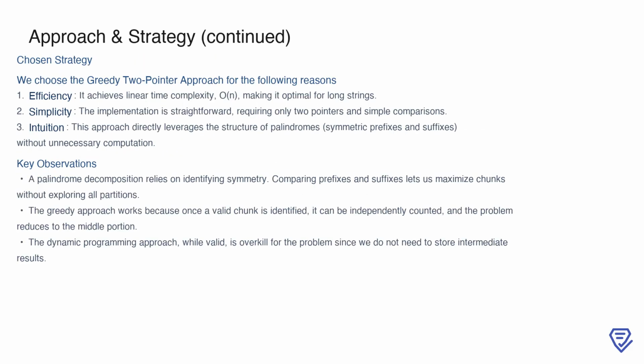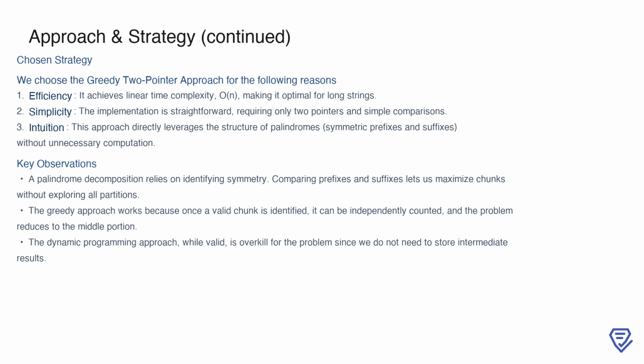Given these considerations, the chosen strategy for this problem is the greedy two-pointer approach. It stands out for its efficiency, achieving a linear time complexity of O(n), which makes it particularly well suited for long strings. The implementation is also straightforward, relying on just 2 pointers and simple comparisons, which minimizes complexity. This approach leverages the inherent structure of palindromes by identifying symmetric prefixes and suffixes, allowing us to maximize chunks without performing unnecessary computations. Additionally, once a valid chunk is identified, it can be independently counted, and the problem is reduced to the middle portion of the string.